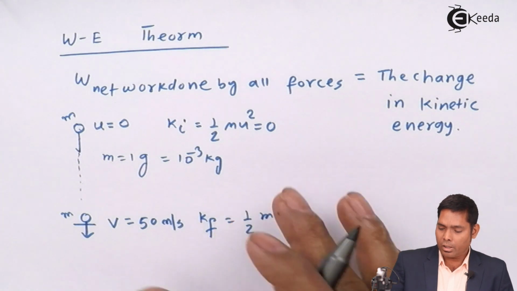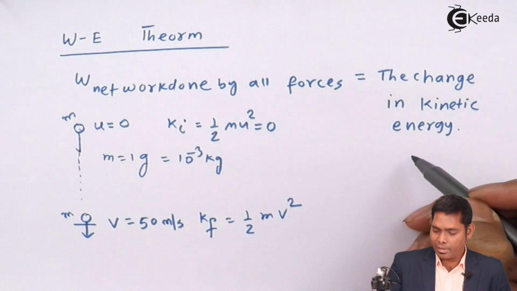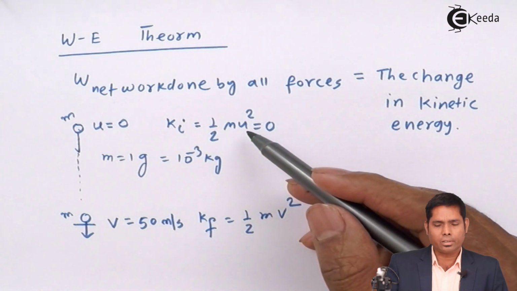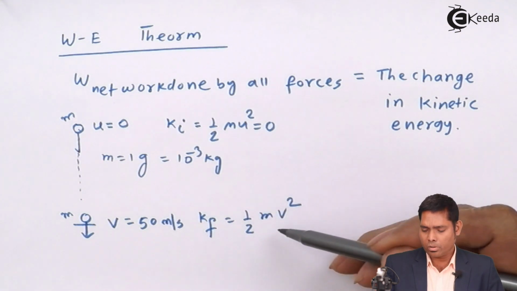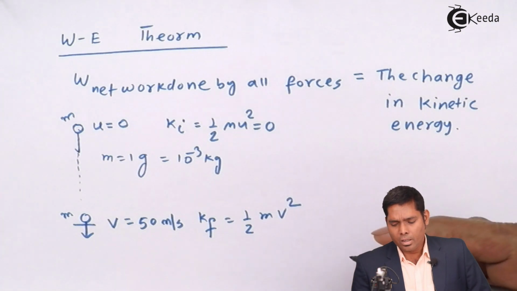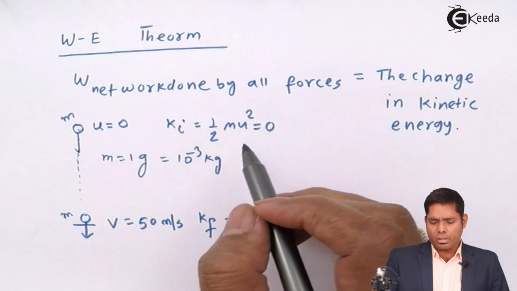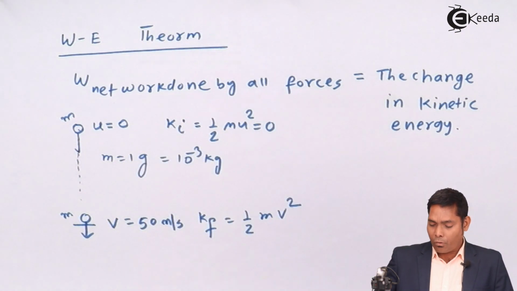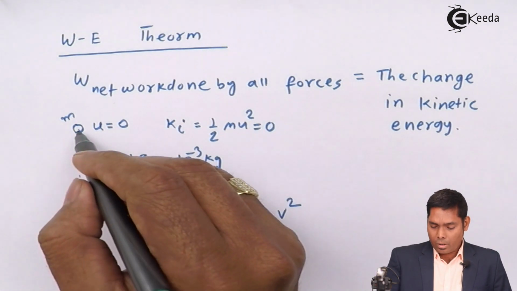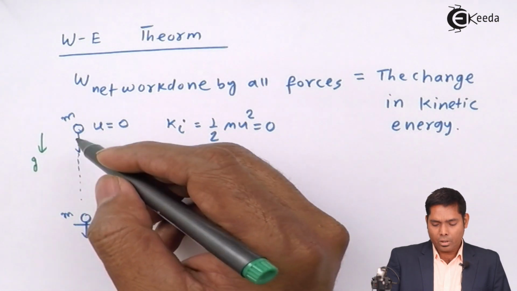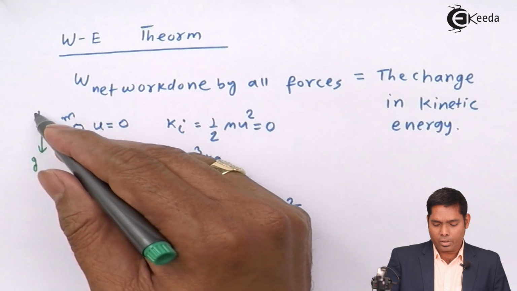So the right part is solved. The change in kinetic energy is final kinetic energy minus initial kinetic energy. So this minus 0, so obviously it will be half mv square. Now the work done by the forces involved: when it falls, the gravitational force will act in the downward direction, the air resistance will be acting in the upward direction.